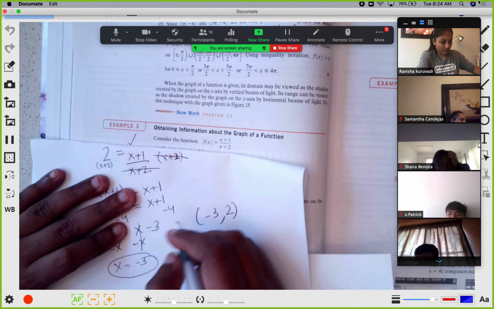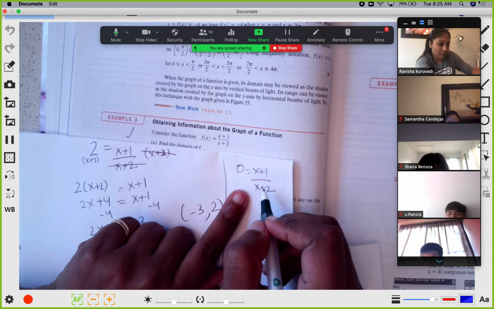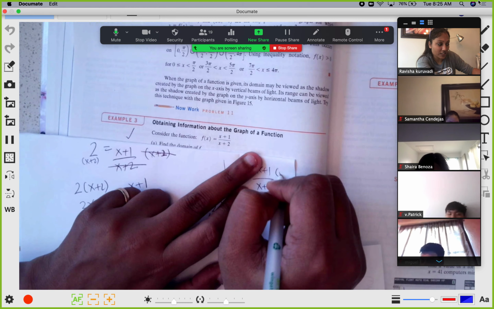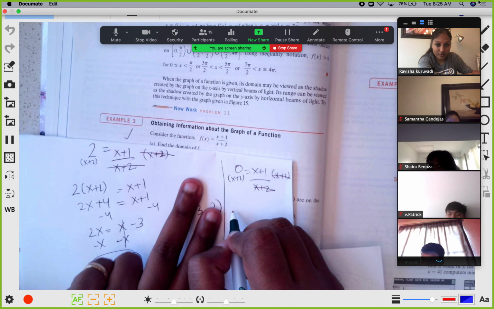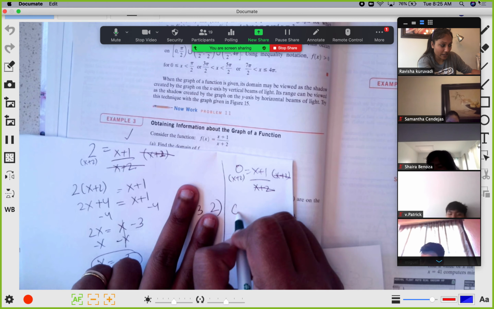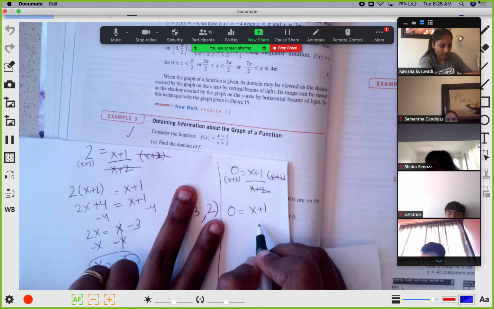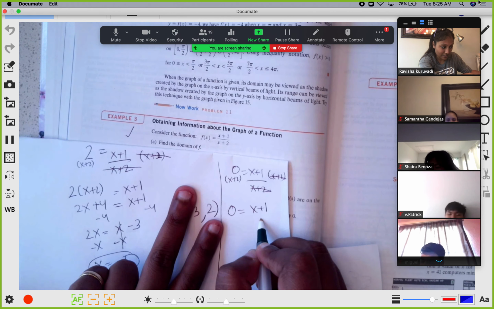Hold on. See here, x plus 2 is dividing, right? I don't want the division, so let's get rid of this. I multiply both sides by x plus 2. Here they get cancelled. 0 times x plus 2 is what? 0. Yeah, you get 0 is equal to x plus 1. What do you get x as? Subtract 1 from both sides, and you get x is equal to negative 1.